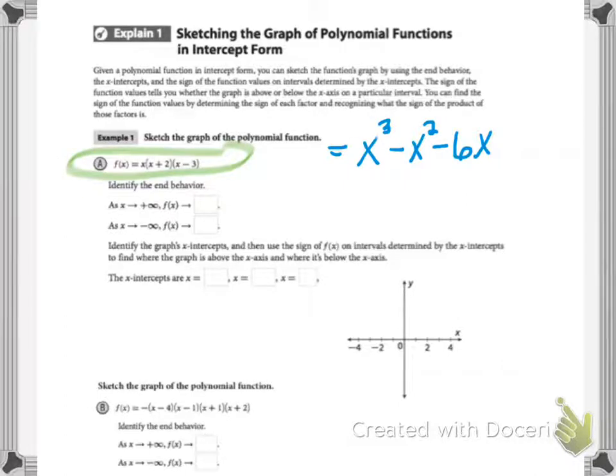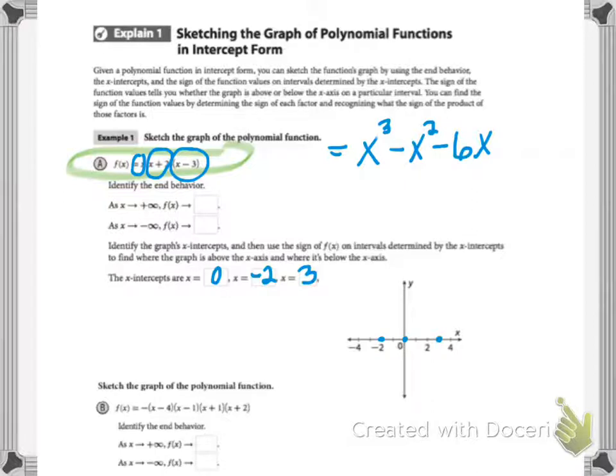Remember, it's going to tell us where this is going to cross: at what makes this 0, which is 0, at what makes this 0, which is -2, and what makes this 0, which is +3. So if I come down here, I could put this on the graph: at +3, it's going to cross, at 0, it's going to cross, and at -2, it's going to cross.